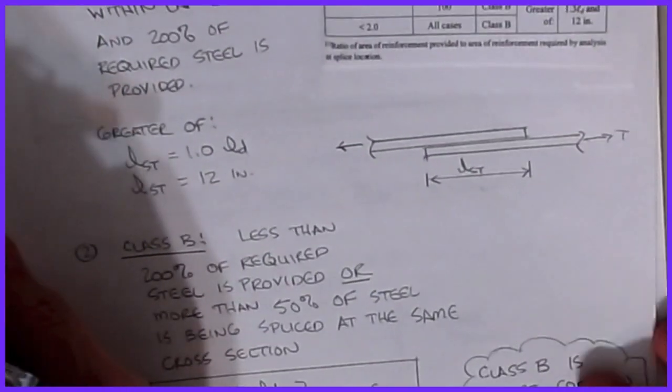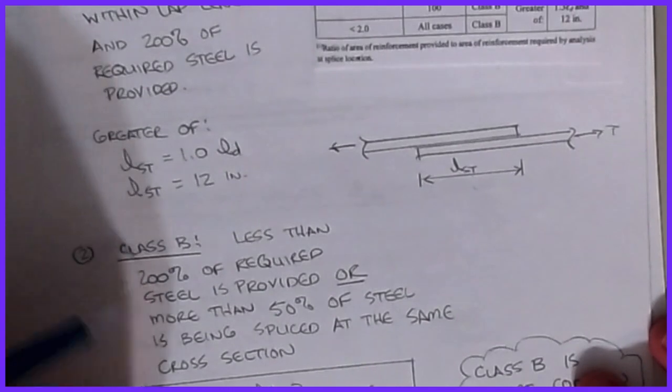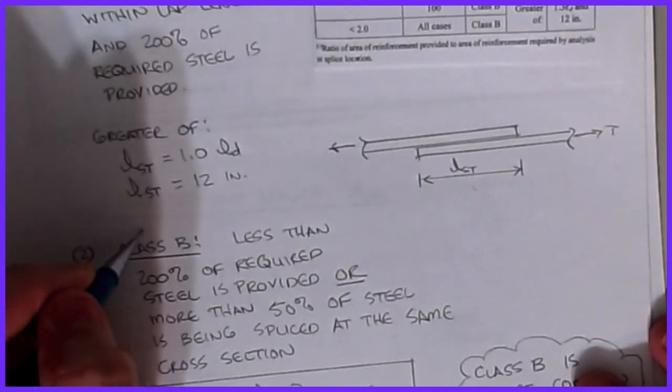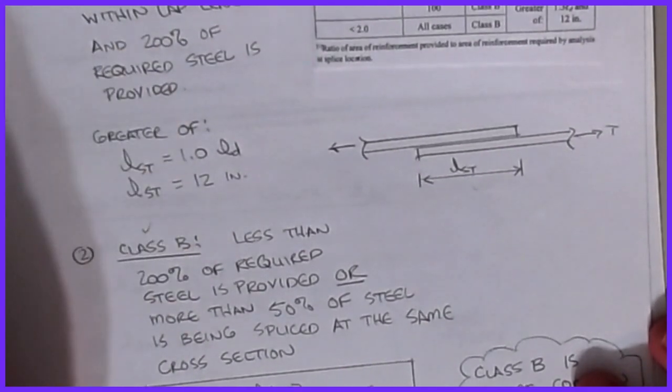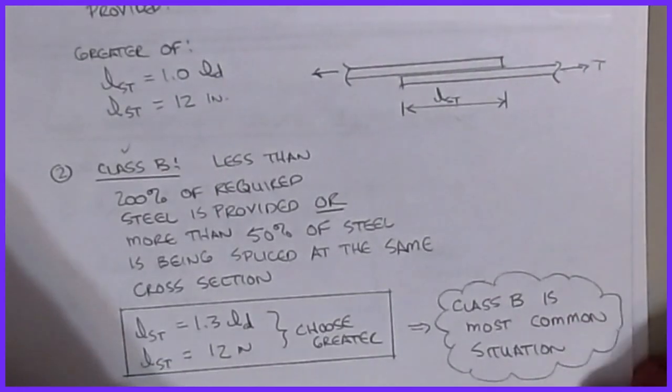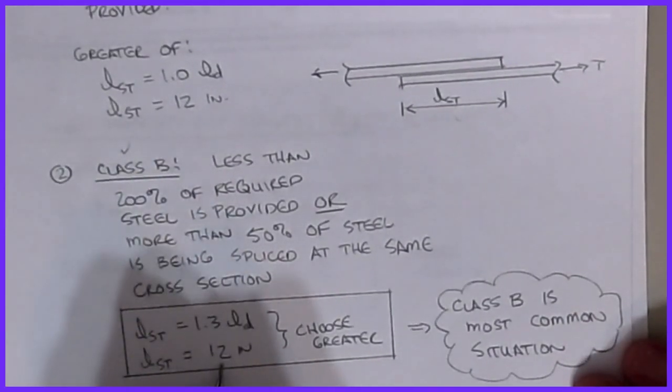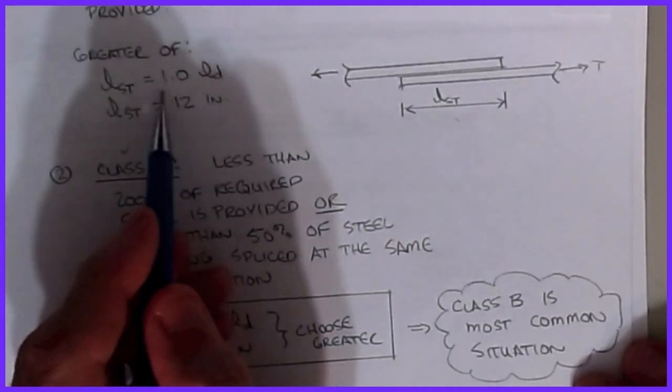The Class B is basically any other case, and most of the time, for most problems that we're working on, we're doing Class B splices. It's just a little bit safer, but you'll notice that the difference is it's the greater of 12 inches, or now it's 1.3 instead of 1.0.